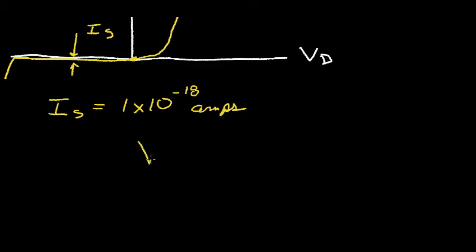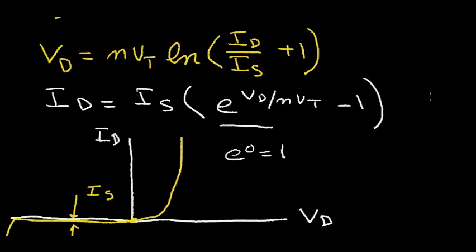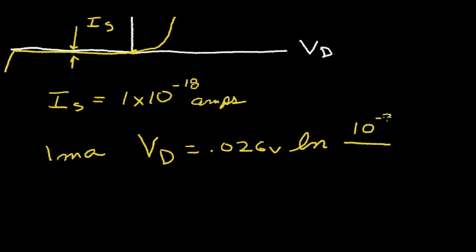So let's solve for V sub D is equal to NVT, and N for our diode will be approximately 1, and the VT will be 0.026 volts times the natural log of I sub D. Let's solve this for a current of 1 milliamp. So our diode current in this case will be 10 to the minus 3 amps, which will be a milliamp. And let's assume the same saturation current of this small diode, which will be 10 to the minus 18th amps.